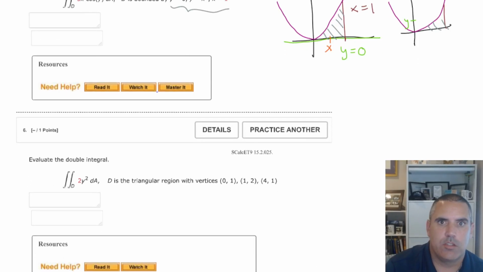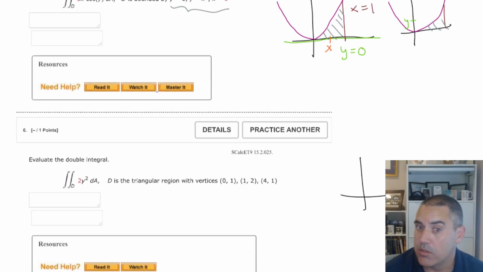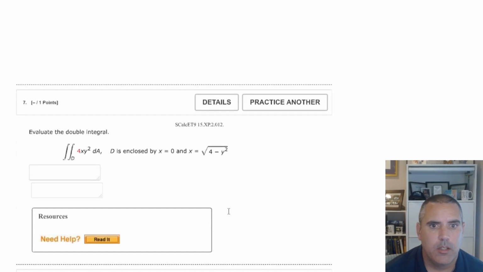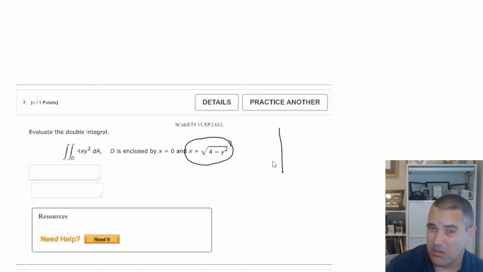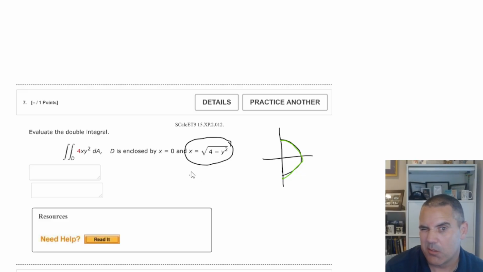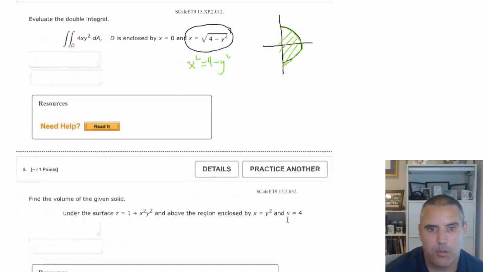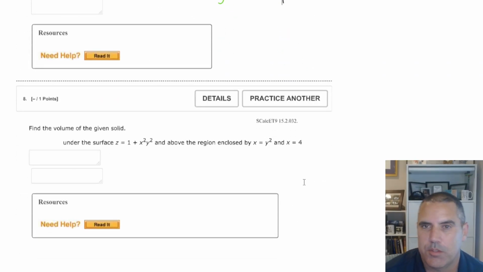A triangular region, so you're going to draw, very similar to what we just did. Enclosed by this. Sometimes students tell me they don't know what that is, but you should know that it's a half circle. You say, well, how would I know that? You can square both sides, but I also cover that in my video on curves you should know. So there's our region. You can decide whether you want to do it in terms of x or y. Both are fine. Okay, I think I will stop there.